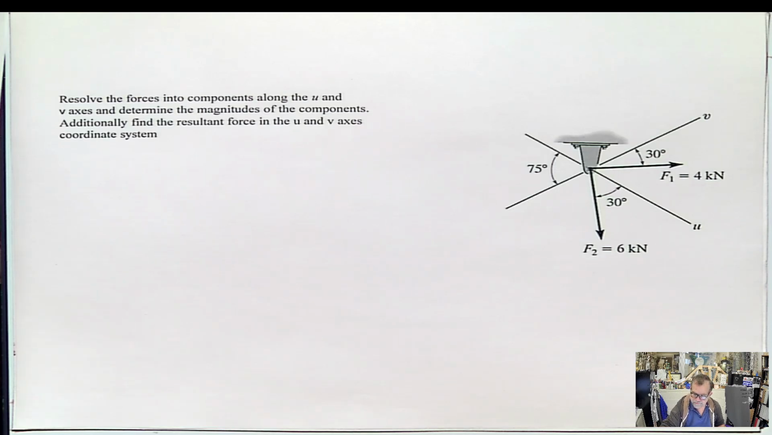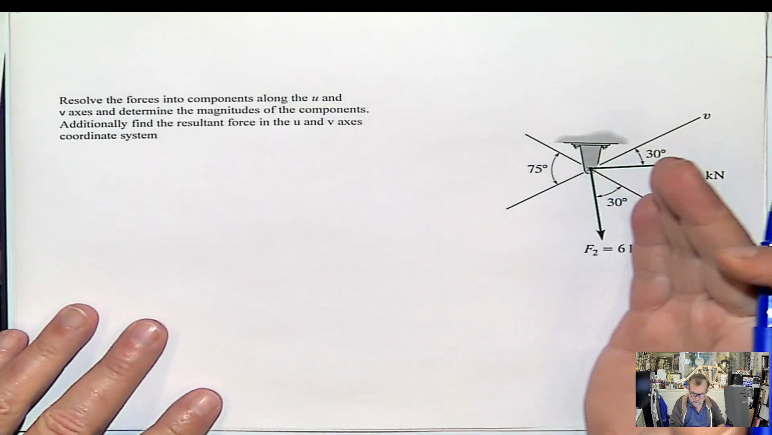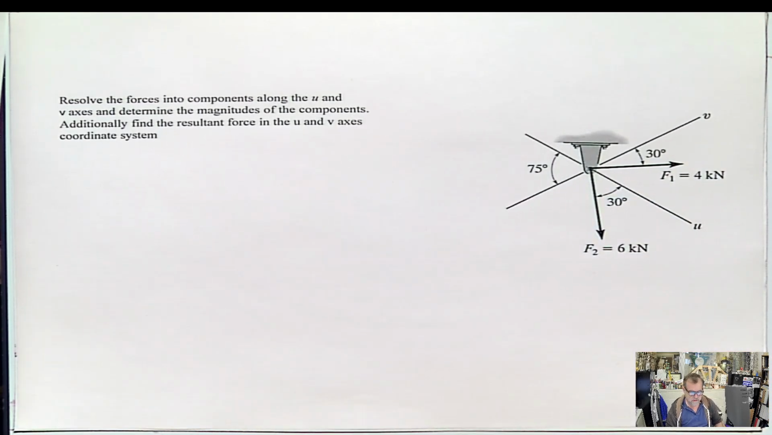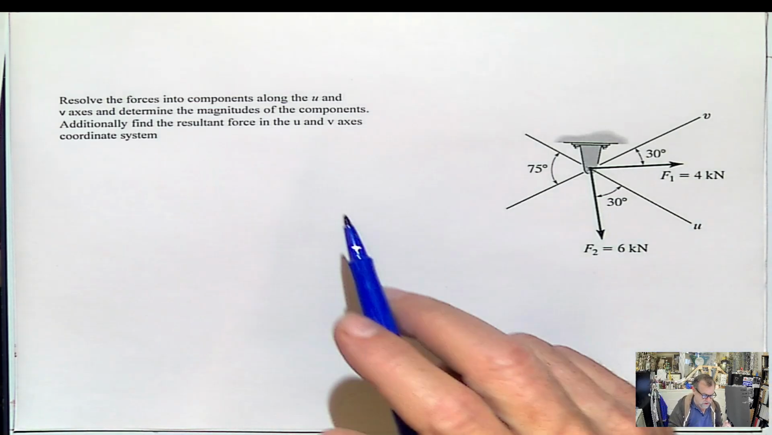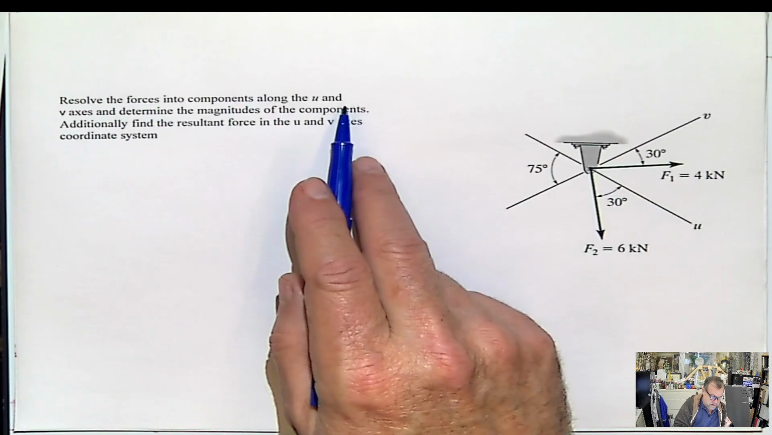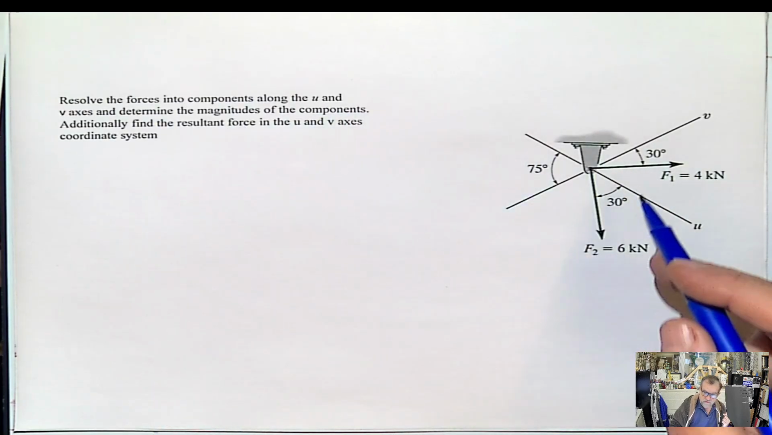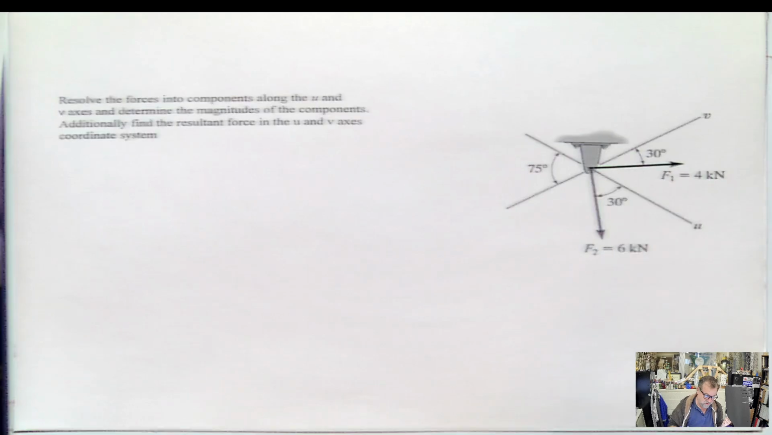This problem was solved before using the law of sines and law of cosines, and we have non-perpendicular axes. So let's study another way to do that. Actually, the problem is asking you to find the components along the U and V axis of each one of the forces and then find the resultant force also.